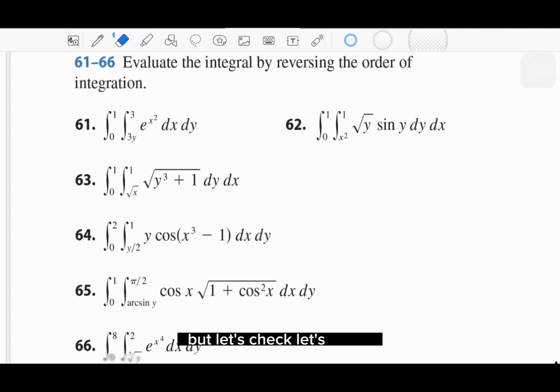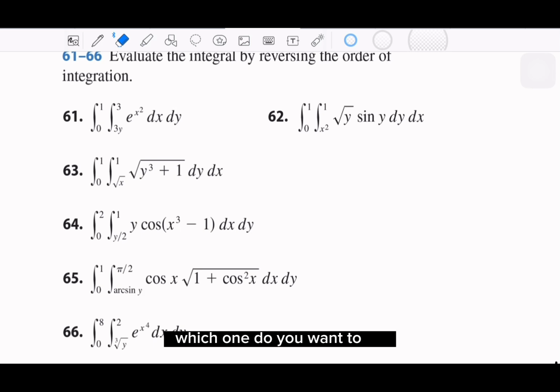But let's check, which one do you want to try? The first one? I think the first one is easy. Which one? 64? 2? 3? 65? Oh, okay. That's quite good.